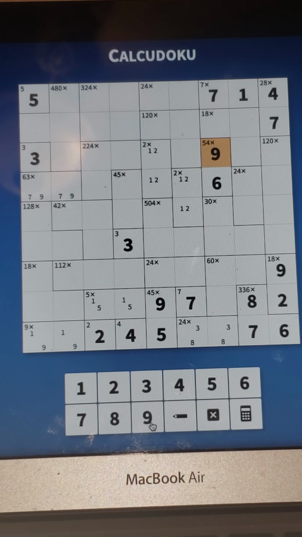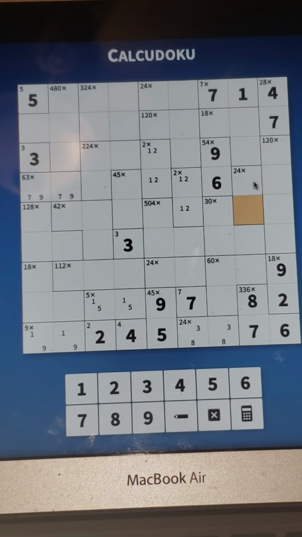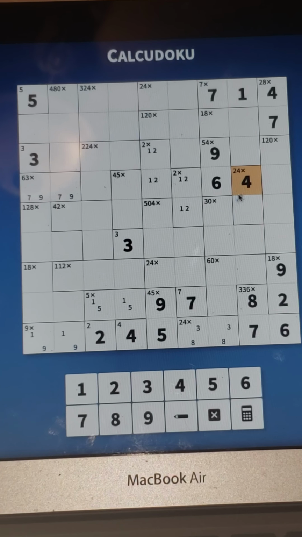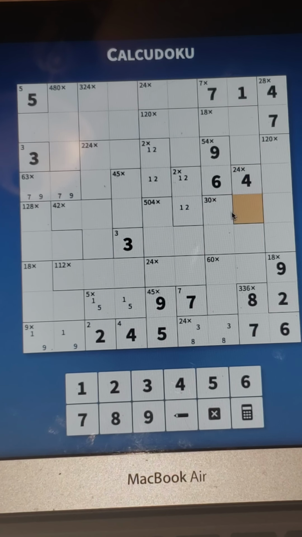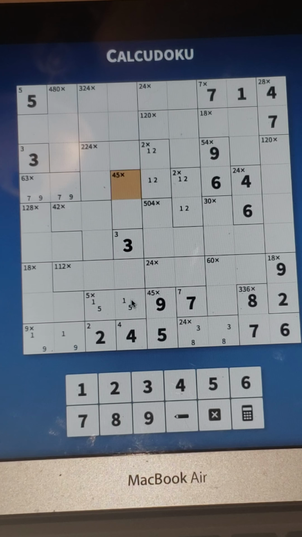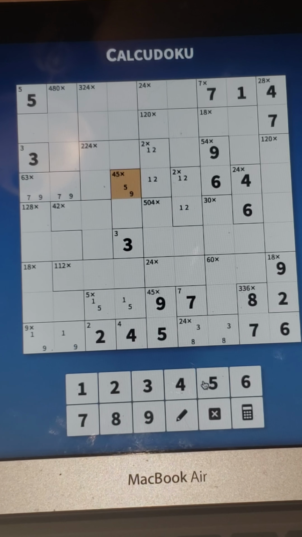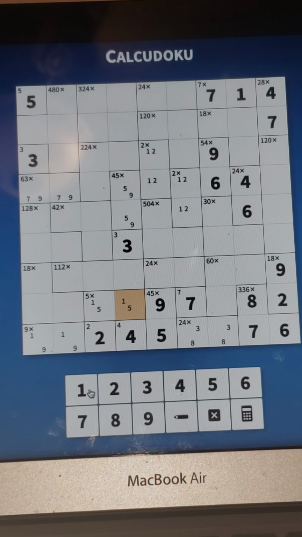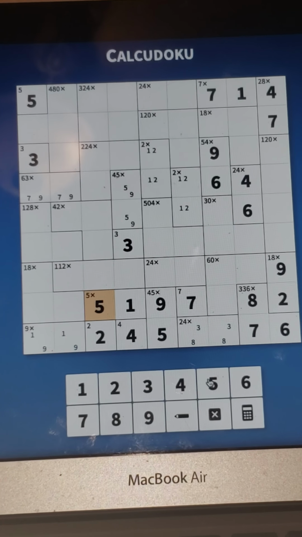And so we can look at this times 24. 8 and 3 can't work because of this 8. So now it's got to be 6 and 4. So it's 4, 6. Now with the times 45, it's all 9 and 5. Now thanks to these 5s, we can eliminate this 5 note, which will be 1, then 5.